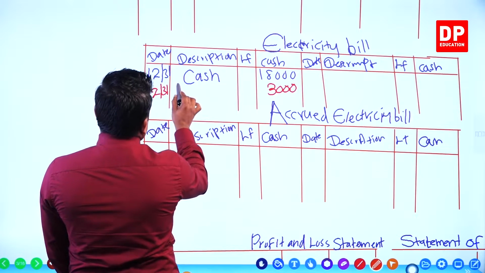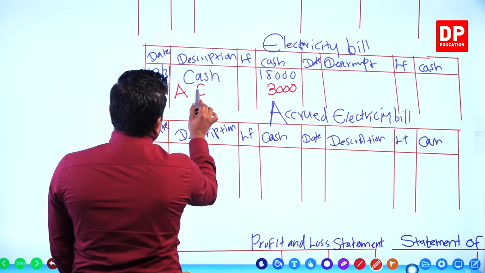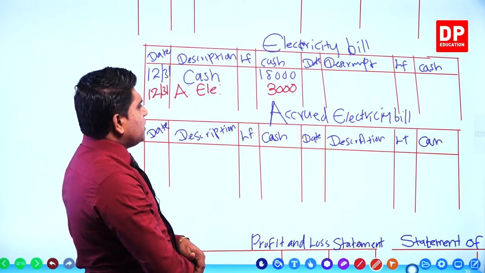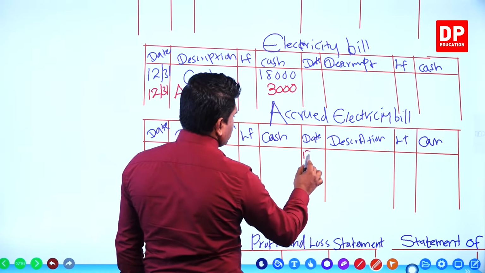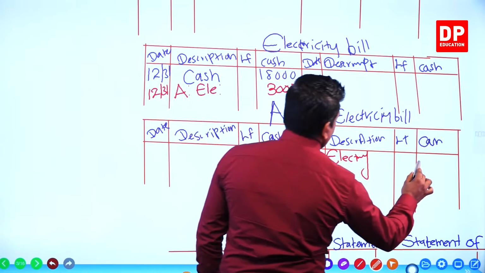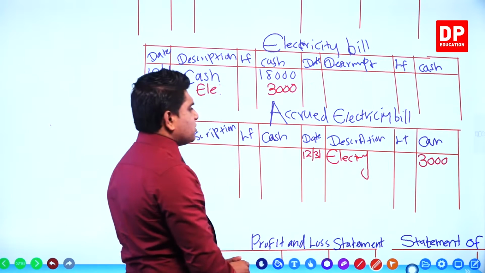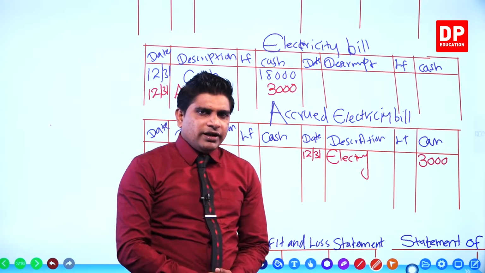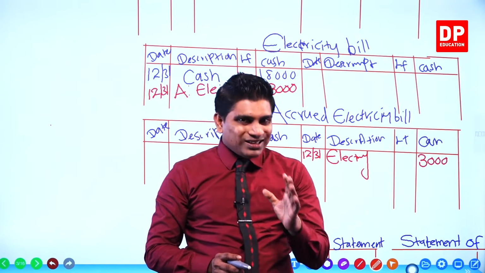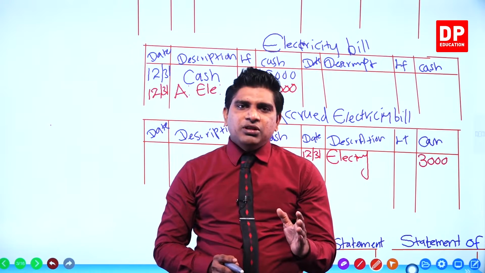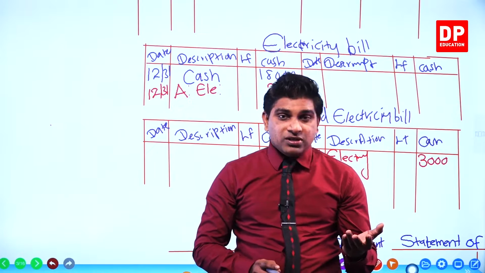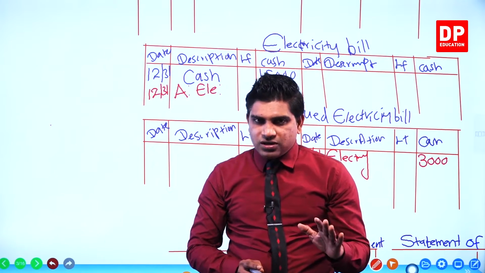What is the accrued electricity? A means accrued electricity. I use short words here, right? Accrued electricity 3,000. Then accrued electricity account credit side, 12/31st as electricity. How much? 3,000. Right? Now you know the double entry. In the last video also, I explained the double entry. In the last transaction also, we did the same thing. Every time in the general journal, we enter only the adjustment entry, not the cash payments and receiving cash part, payable and receivable. Right? Okay.